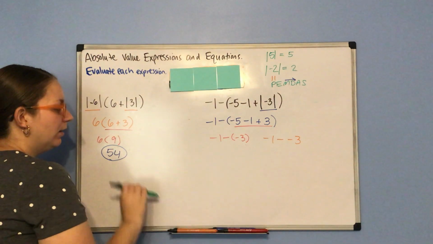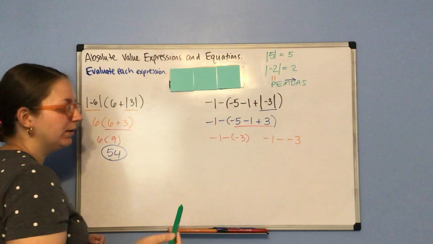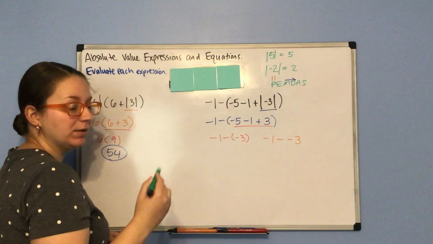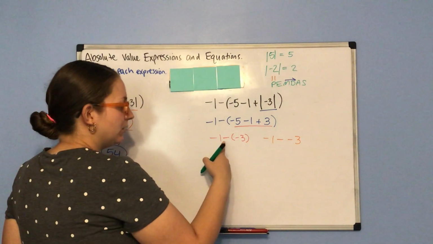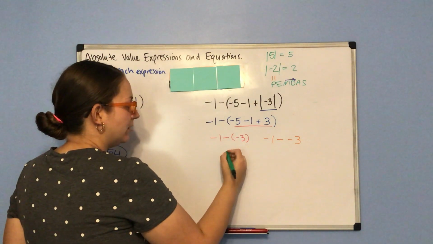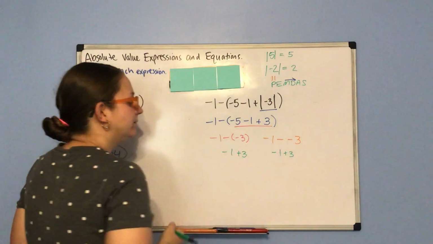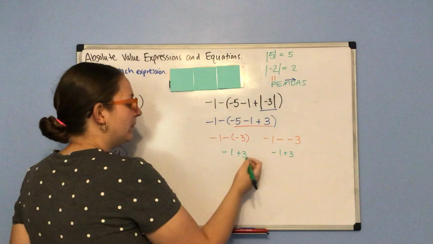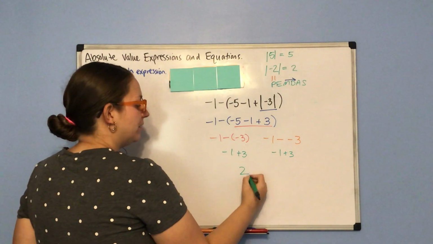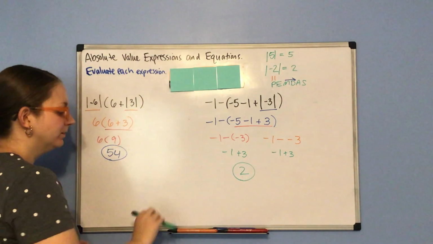So when you have minus and negative, or a double negative, it's kind of like in English, a double negative makes a positive. So -1 minus -3 is really the same as -1 plus 3, no matter how you wrote it. So now let's just do our addition. -1 plus 3 gives me 2 for my final answer.